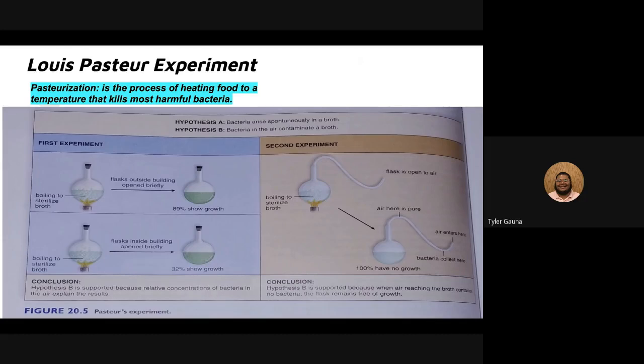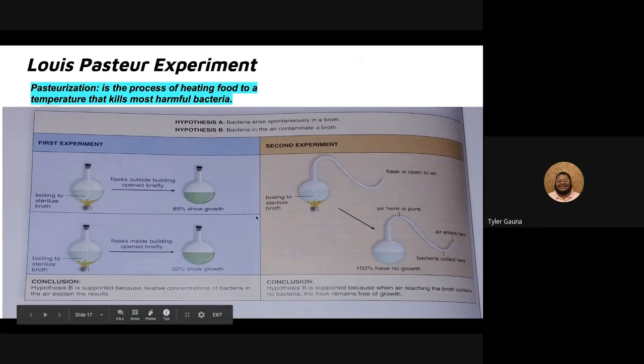As this broth was sterilized, there is pure air right there at the beginning of where it goes into the flask, but the regular outside air has entered here and the bacteria has collected here. So that means the rest of this is pure air, which does not affect the broth.